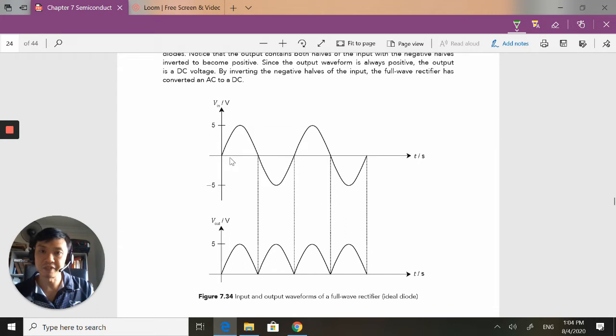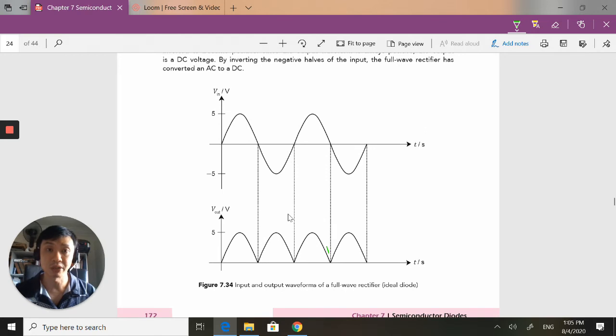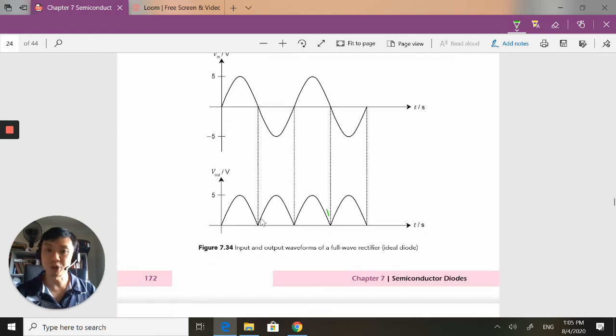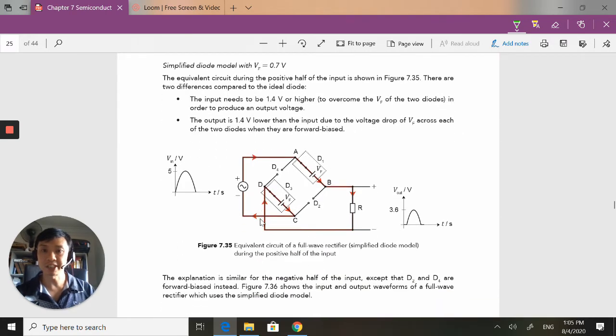So we get a very nice, well, take my words back, it's not very nice, but a passable AC into a DC signal here. But this is of course taking into account the ideal diode. We have not taken into account the voltage drop across each diode if we apply the simplified diode model. So let's take a look at a simplified diode model. Remember, working is still the same.